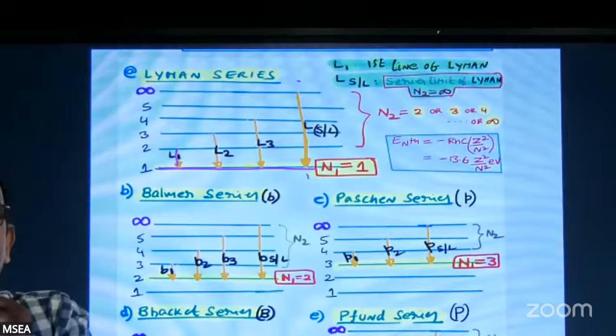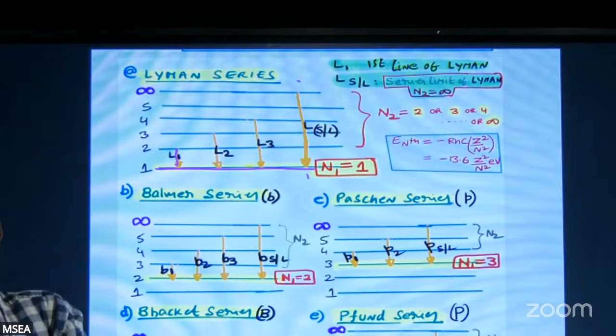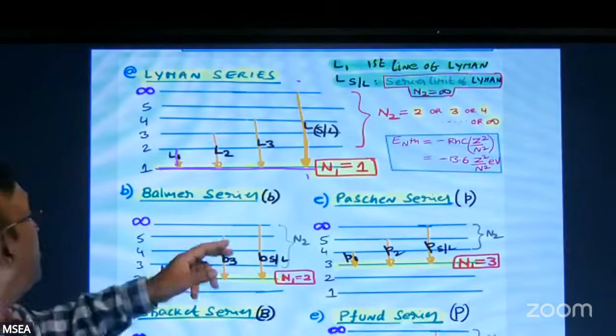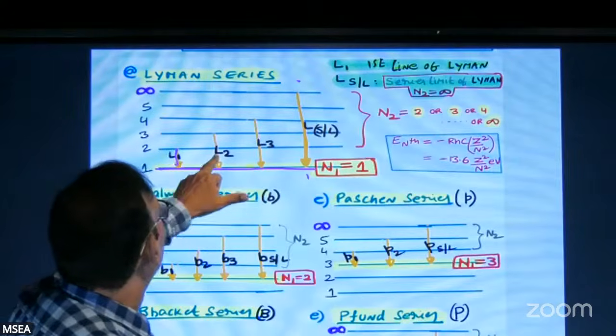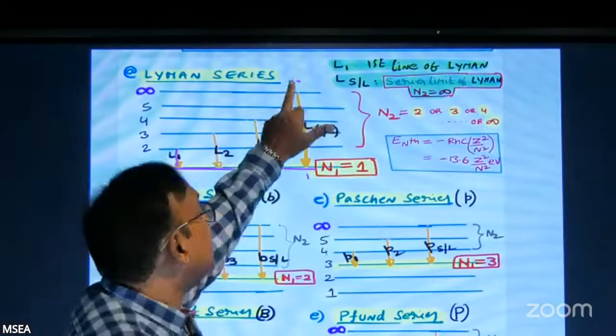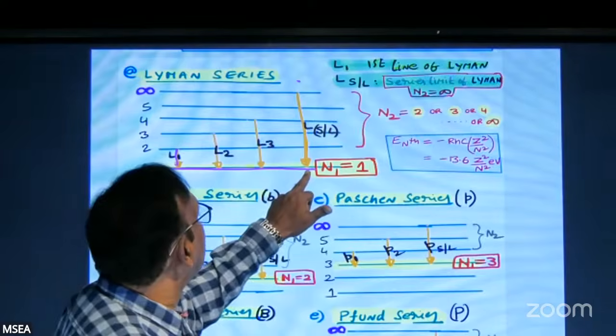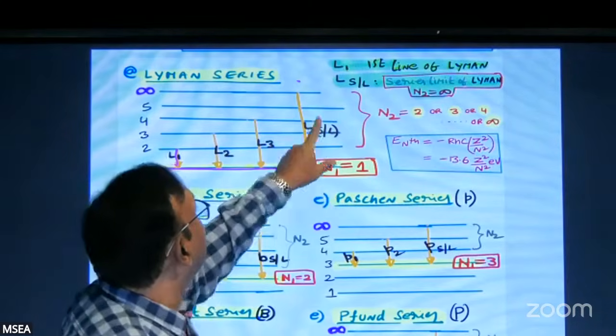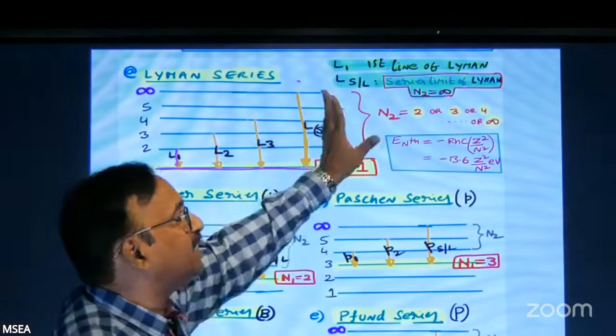In the NTA conducted exam, they were using the term series limit too often. So the first line means 2 to 1. The last line of the Lyman series means it should be coming from the infinity orbit to orbit number 1. That is known as the series limit.